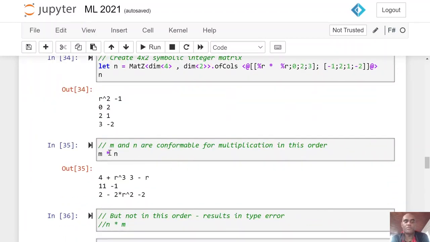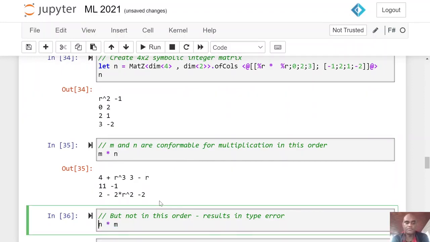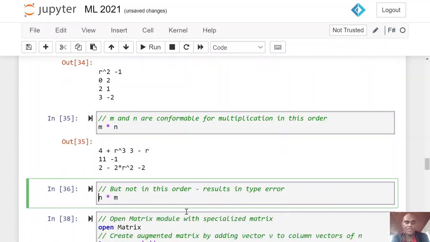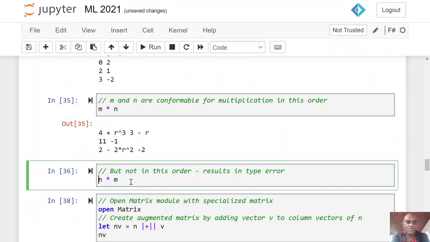So now, if we try to multiply m by n, these two are conformable. But if we try to multiply in the opposite direction, we get a type error, because those matrices are not conformable for multiplication in that particular order.